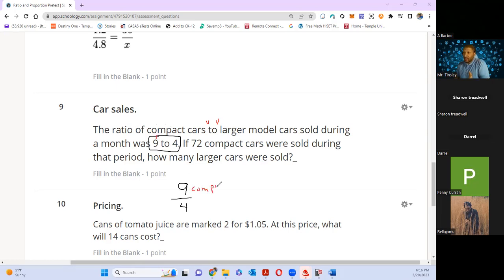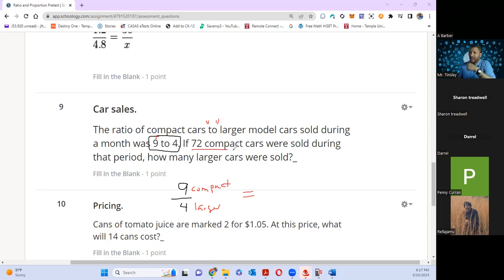Yes. Okay. And the larger goes with the 4. With 4, yeah. Because that 2, compact to large, is telling you in the respective order. Compact first, then large. Understand that? So I set my first ratio up. The second thing you should hear me saying in your head is a proportion is 2 ratios set equal to each other. So I'm gonna write my equal sign.